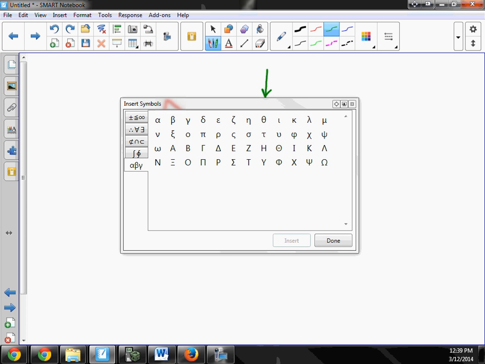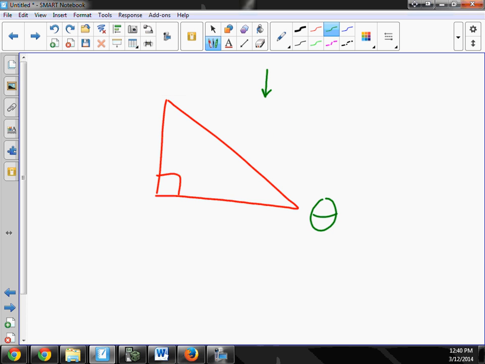So whenever in trig we talk about angles, we always use theta to denote the reference angle. So lowercase theta is a circle with a line through it. Whenever you see theta, it means an angle, the reference angle. So the reference angle can be any of the two base angles of the right triangle. It cannot be the 90-degree angle.